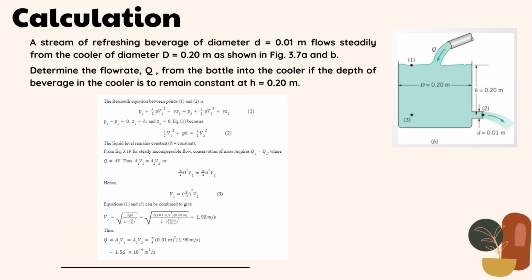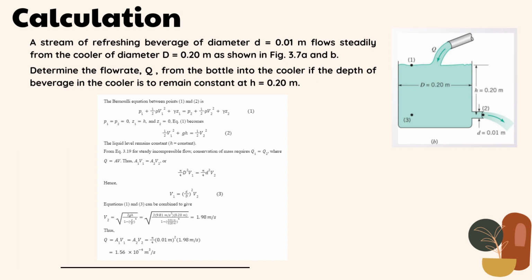To begin, we write down the Bernoulli equation and label it as equation 1. We assume that P1 and P2 are equal to 0. Z1 is equal to H and Z2 is equal to 0. Next, we will get the second equation by substituting these values into equation 1, and note that H is a constant.